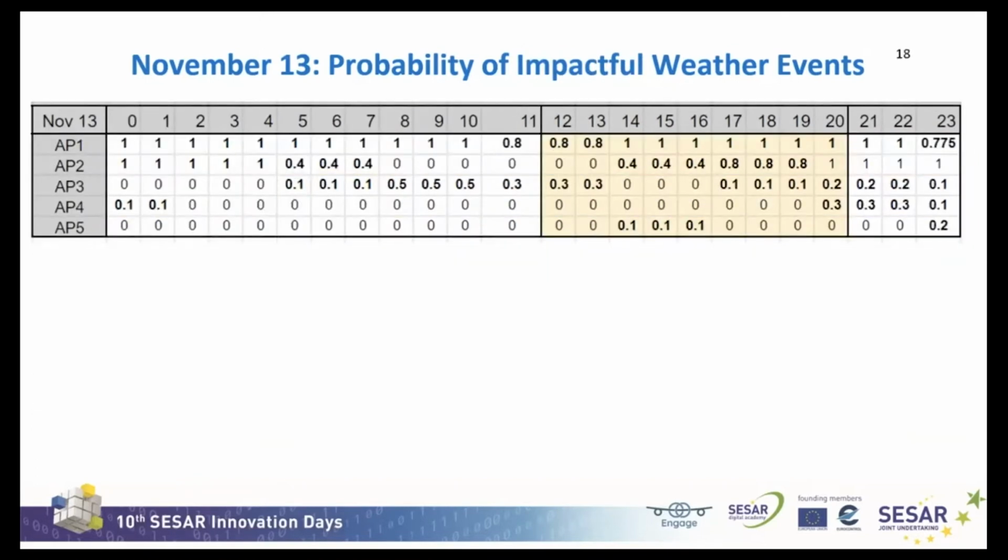And then we calculate the probability of some impactful weather, one of the three, to happen at each hour at each airport, and summarize it in another table.